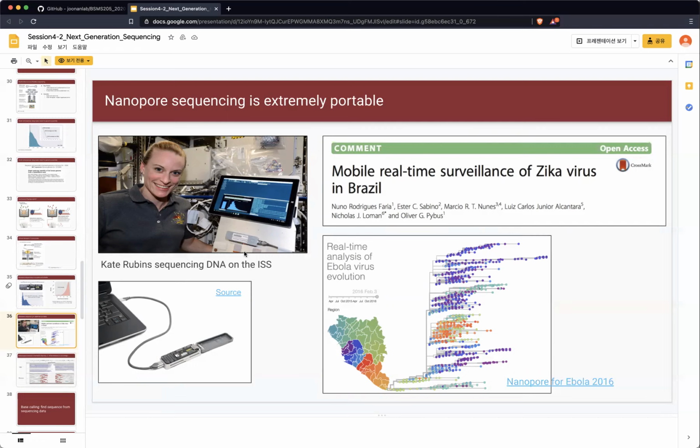But anyway, if you plan to visit the Moon or Mars with the stupid guy Elon Musk, then you can bring your Nanopore to that place.